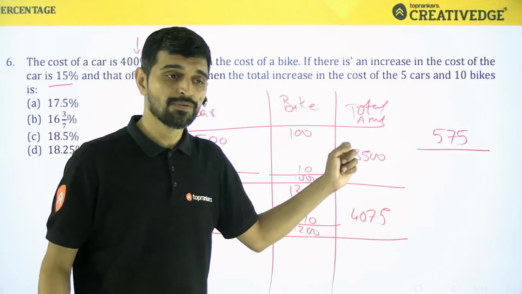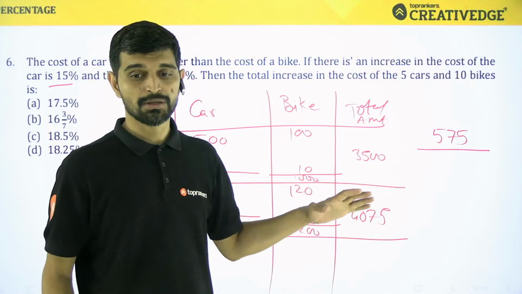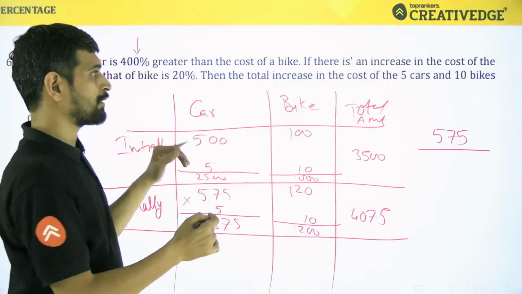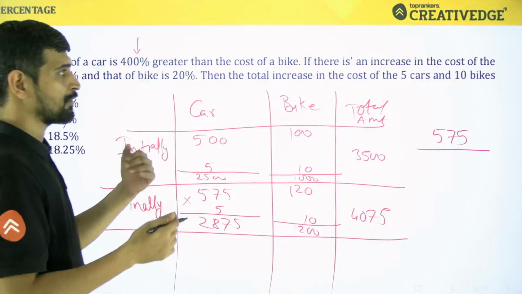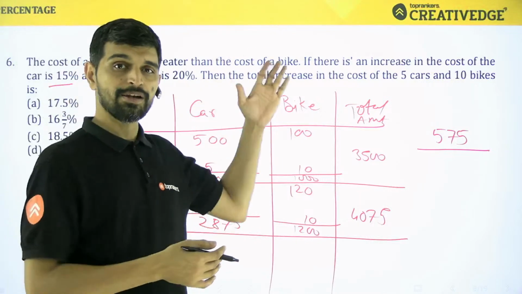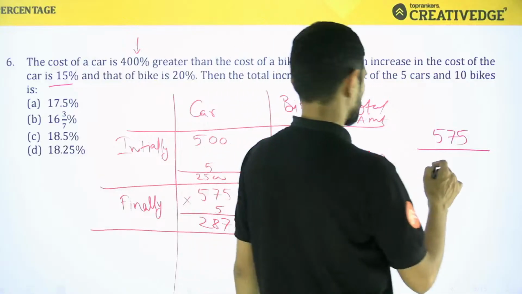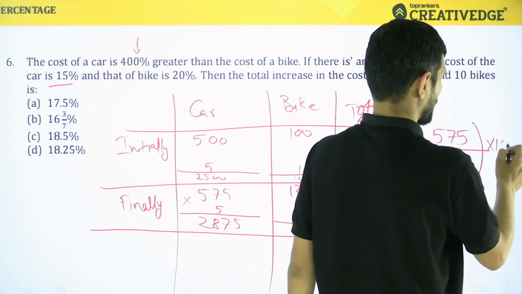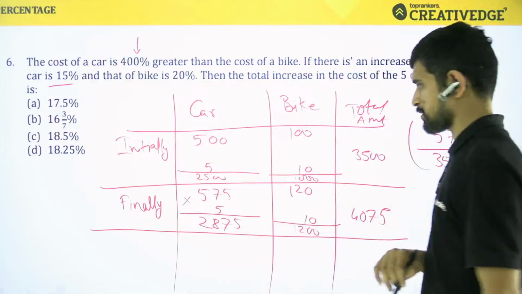So what is the change? Final minus initial is the change. Compare कर रहे हैं आप initial से, because कितना increase हुआ है, right? कितना increase हुआ है? So increase के लिए reference था initial. So that initial is 3500 and this thing needs to be multiplied by 100 to convert it into percentages, right?